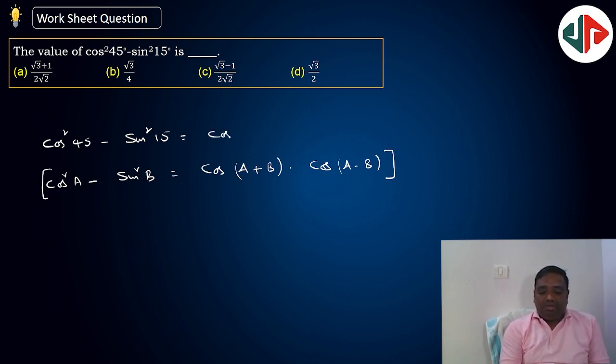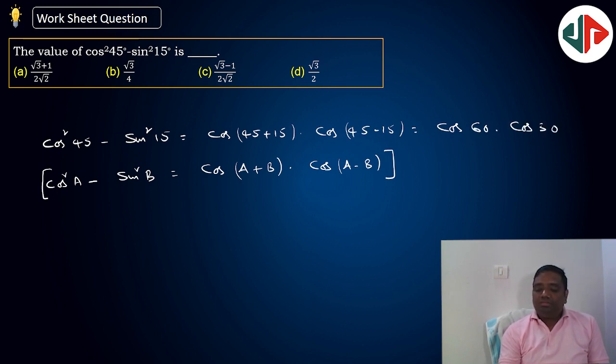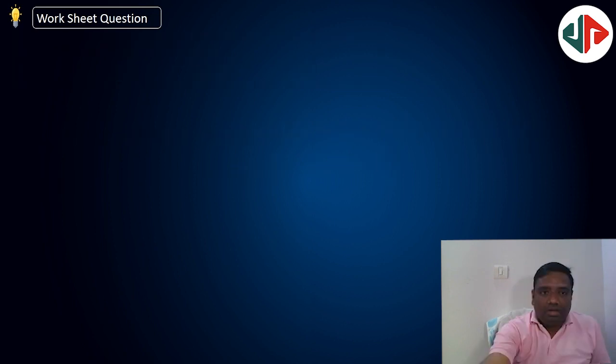So this value is cos of 45 plus 15 into cos of 45 minus 15. So this value is equal to cos 60 into cos 30. Cos 60 means 1 by 2. Cos 30 means root 3 by 2. So your answer is root 3 by 4.